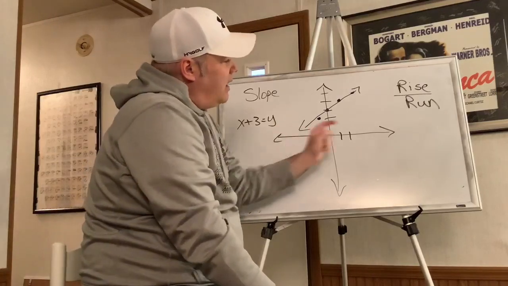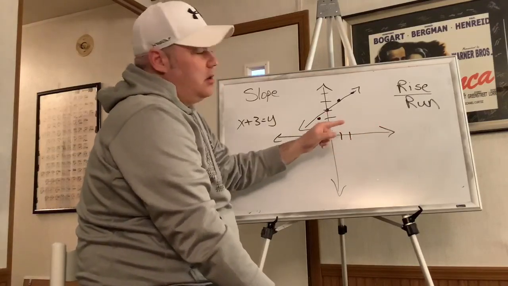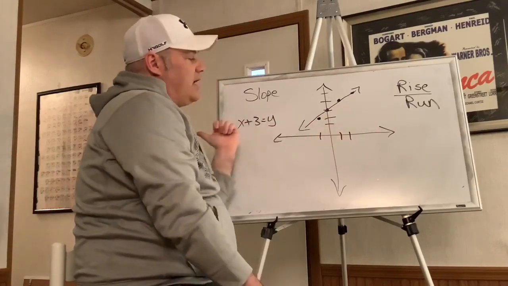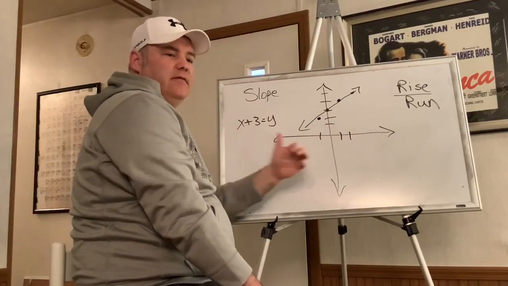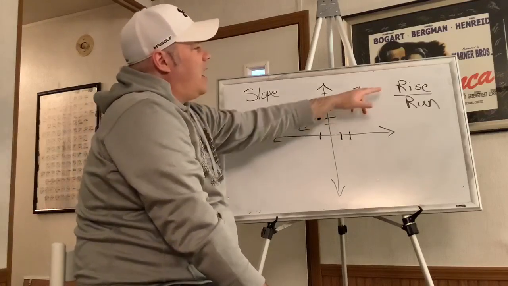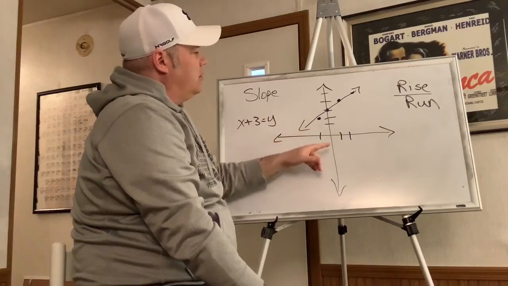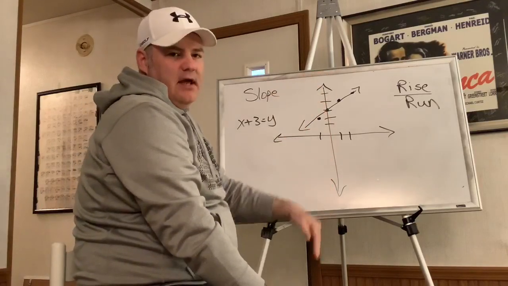But if you are running, then that's going to be your positive or negative down here. If you go in the negative direction, then it's a negative going this way, okay? Rise is going to be either up or down. It's going to be your y. So you're either going up for positive, going down for negative.